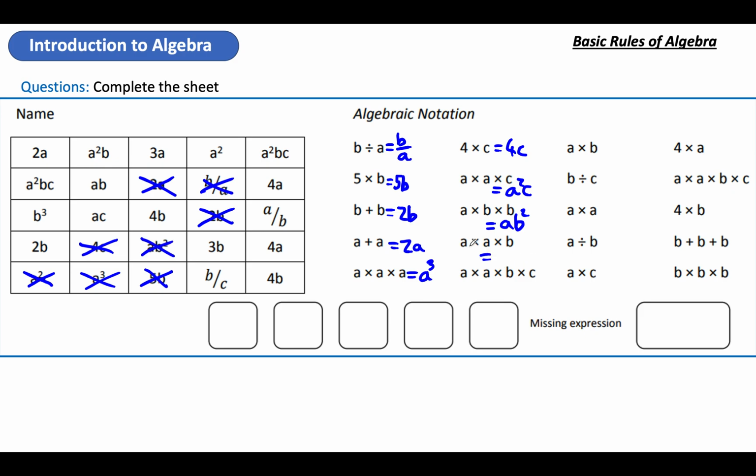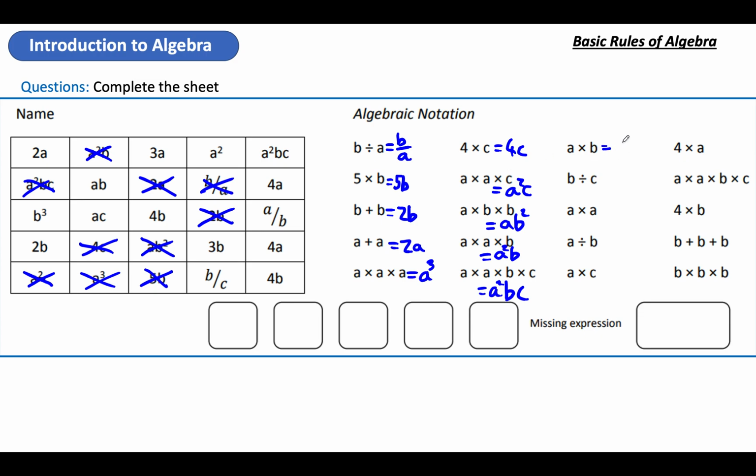Okay, next one. A times B. So this is just like this one above, but different combination. Now the A's times together, so that's A squared. And then it's times by B, so it's just touching the B. So A squared B. This one, A times A first of all, so that's A squared, A with a little 2. And then it's times by B, so we put a B. And then times by C, so we put a C. A squared BC, as easy as algebra.